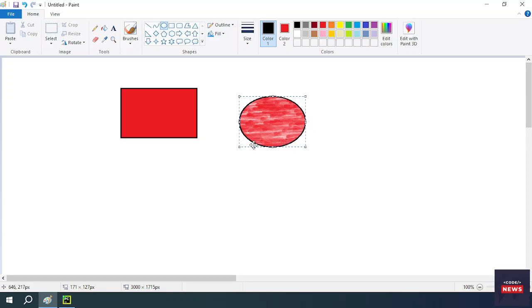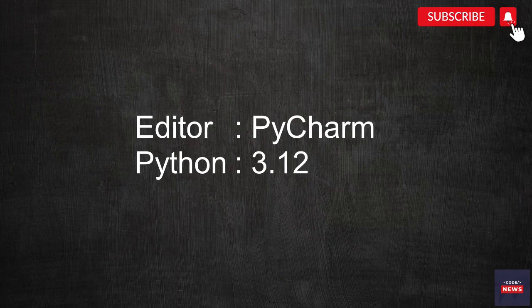So we are going to create one base class which will have two methods. One is fill, second is draw. Okay, and we are going to create two different types of shape classes, rectangle and circle. I am using the editor PyCharm, and Python version 3.12 is installed on my computer, right?